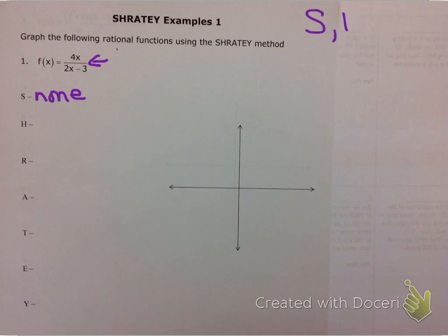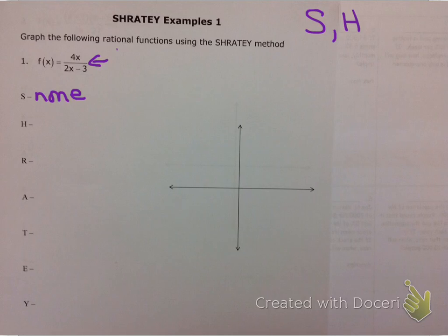So then the next step of SHRATEY tells you to locate holes. You've done holes a couple of times. You did holes in Algebra 2. That's what your Algebra 2 teachers referred to as removable discontinuities. You also did holes at the beginning of this year when we were in our limits unit.